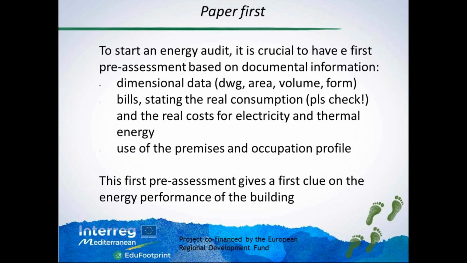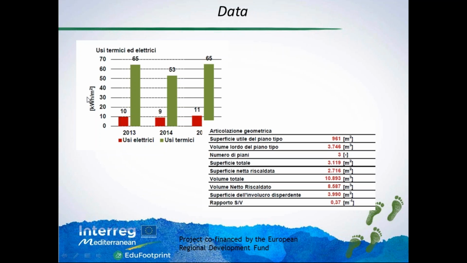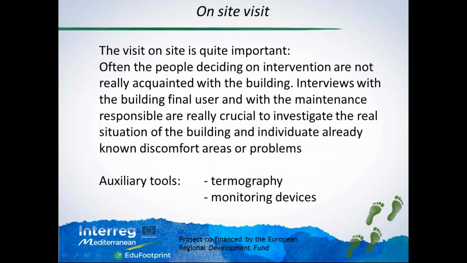And with this few data, we can make a first pre-assessment. So we can say, okay, this is a building which consumes very much, very little, or is an average building. The data has to be from thermal and electrical consumptions, and then we have all the values about how big the building is, how many floors, which is the A to V ratio, and so we have an idea.